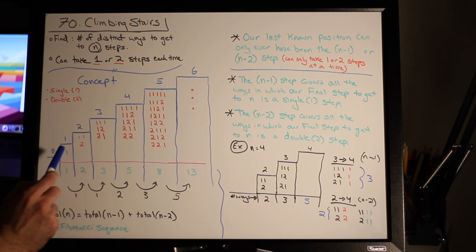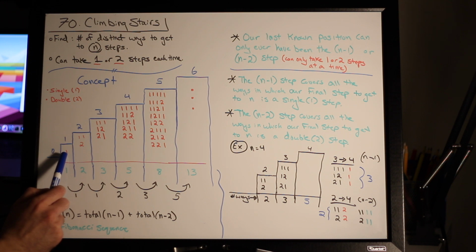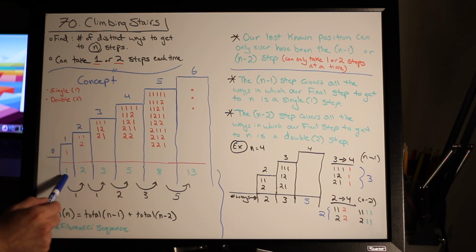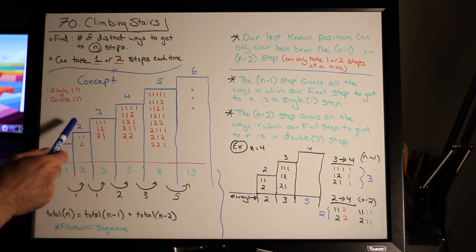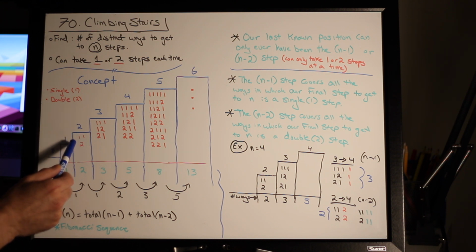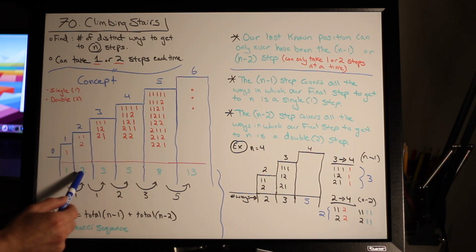So let's start off with step 1. The only way to get to step 1 is to take a single step. We can't take a double step because then we would have ended up at step 2. So from 0 to 1, we can just take one step, and there's one possible way. Let's explore the total ways of getting to step 2. So we can take a single step twice, or we can take a double step once, and there's 2 unique ways of getting there.